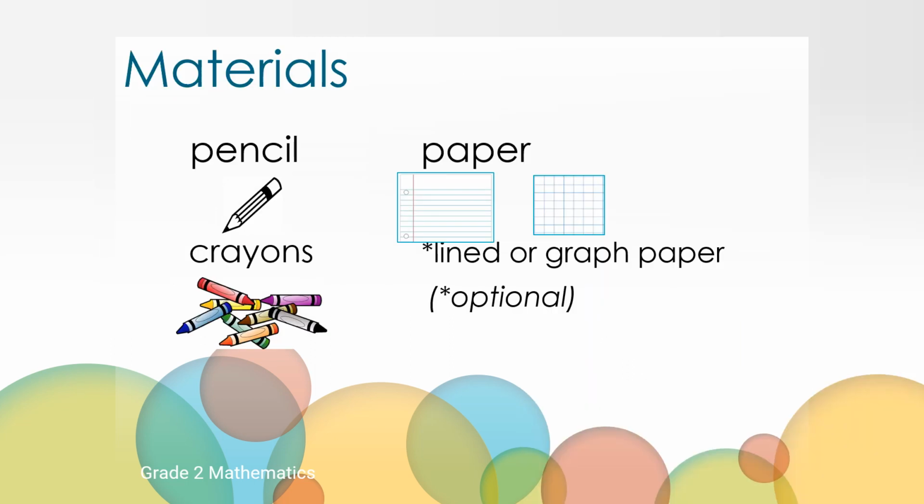Here are the materials you may want to have on hand today as you work on communicating your thinking and writing. You will want to have something to write with. A pencil or crayons would work well, and some paper. Plain paper is fine, or if you have lined or graph paper, you may find that helpful for making graphs. We will pause now to give you time to gather your materials.